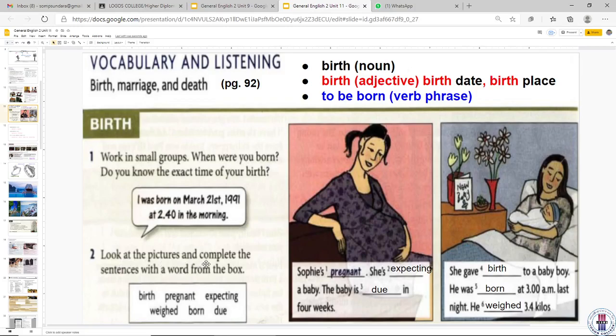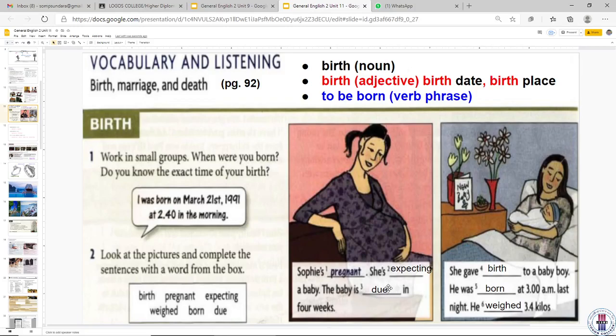Number 2, look at the picture and complete the sentences with the word from the box. Okay, so here, this picture right here, and then this picture. So here's some vocabulary words. All right, it says Sophie's pregnant. She's pregnant right here. She's expecting a baby. So that's the phrase. You say she's expecting a baby. When you have a baby, it's usually 9 months. Between her finding out she's pregnant all the way till she gives birth to the baby, they'll say she's expecting a baby.